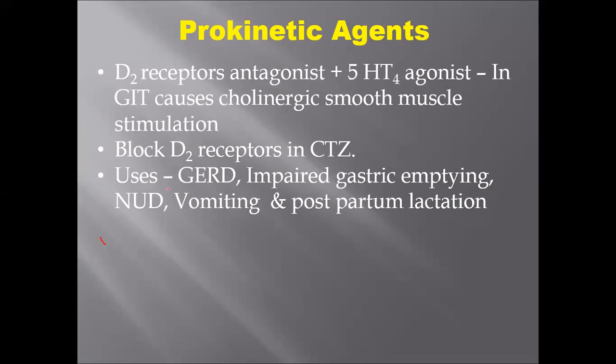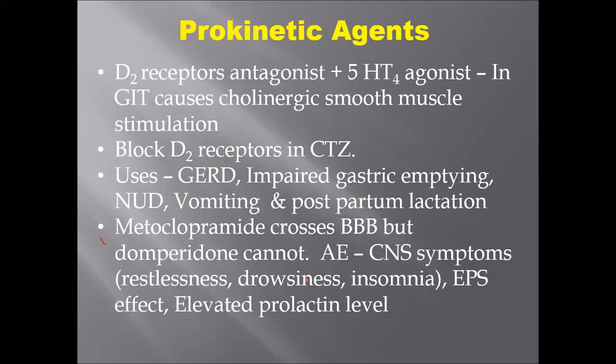Now, these particular drugs are used for gastroesophageal reflux disease, in a situation where there is impaired gastric emptying, in non-ulcerative dyspepsia, as well as in vomiting and postpartum lactation. Now, there is a difference between these two drugs, metoclopramide and domperidone. Metoclopramide can cross the blood-brain barrier, whereas domperidone cannot. So what is the implication of this? Metoclopramide is a dopamine antagonist, and if it crosses the blood-brain barrier, there is all possibility of extrapyramidal side effects associated with this drug.